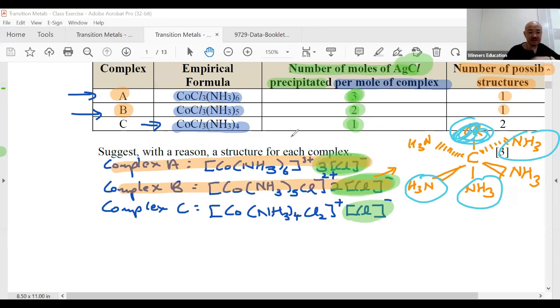And that brings us to C, whereby there are 2 structures and it's a little bit more fun. How come you have 2 structures? Someone, we are looking at what? Isomerism. Okay, it's always like that, right? More than 1 possible structure, isomerism. So what kind of isomerism are we looking at?